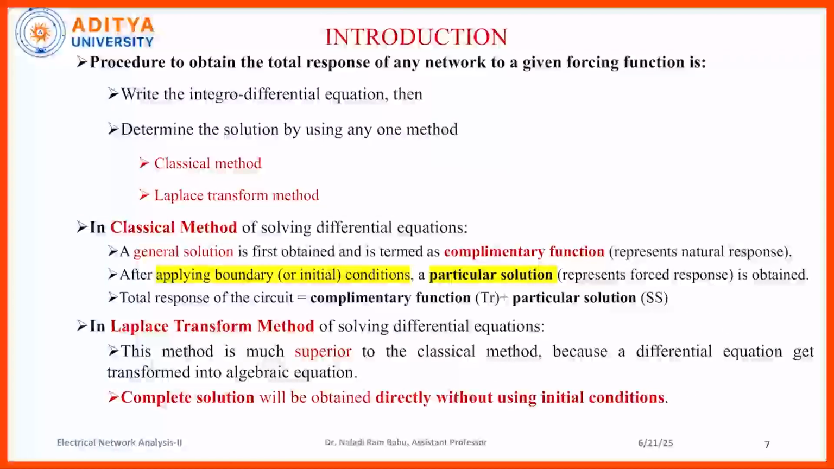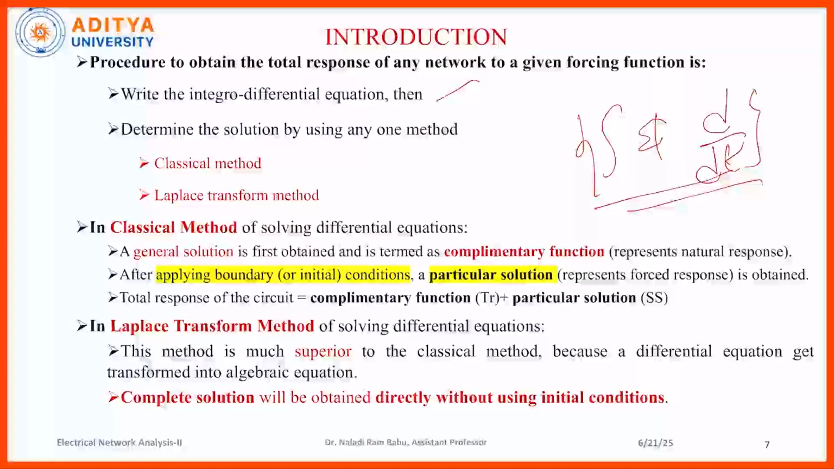Next one. For these transient conditions, we can obtain the equations with the help of integral and differential equations, that means integral and differential d by dt equations. With the help of these two methods, we can get the solutions. These solutions can be applied with the help of the classical method and the Laplace method. Classical method in the sense a differential equation method.